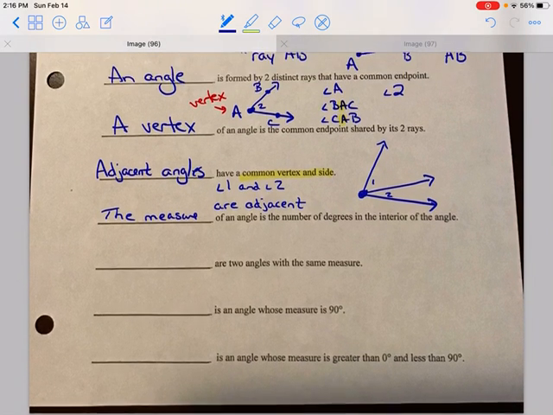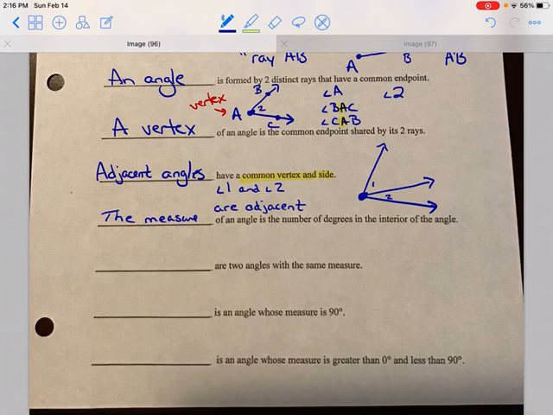All right, if we have two angles with the same measure, we don't use equal so much in geometry. We use the word congruent. So I'm going to say congruent angles. I'm going to abbreviate angles like this. And the symbol for congruent is an equal with a squiggly mark over it. And it basically means same size, same shape.